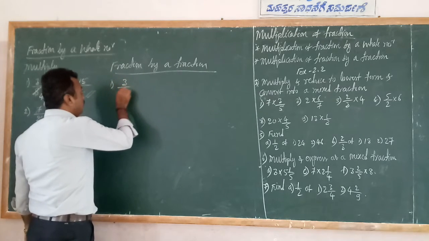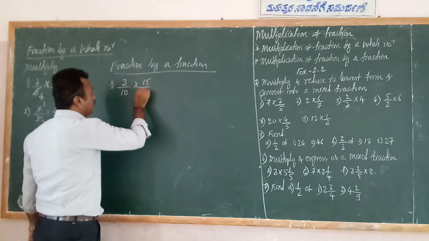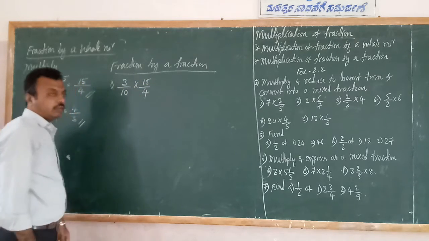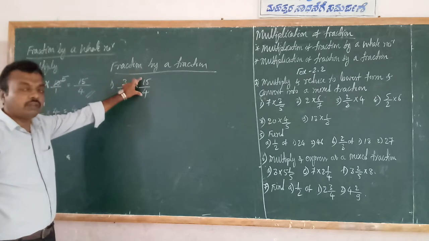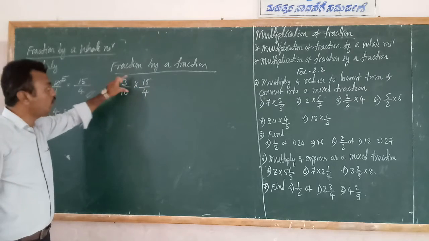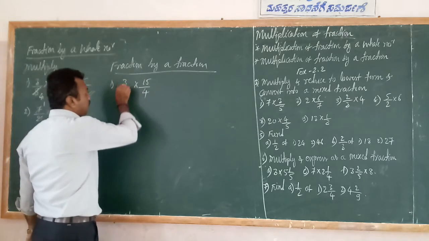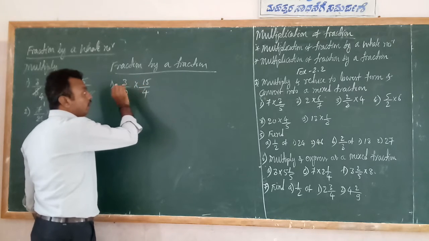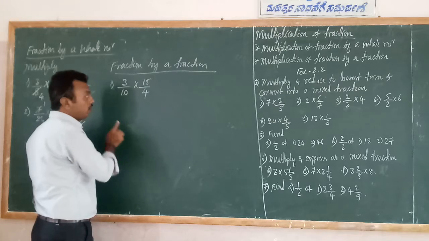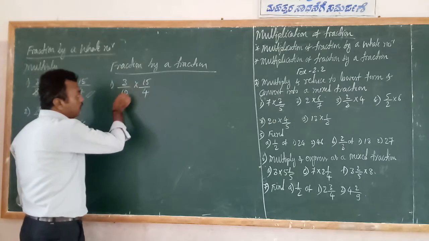So 3 by 10 into 15 by 4 is there. 3 by 10 and 15 by 4. So 3 by 10 is one fraction and 15 by 4 is another fraction. These two fractions we have to multiply. So very simple. 3 and 10 we have to divide, and 15 and 4 is also a division. But 15 and 4 is not divisible by the same number and 3 and 10 is also not divisible by the same number. So we have to see like this.